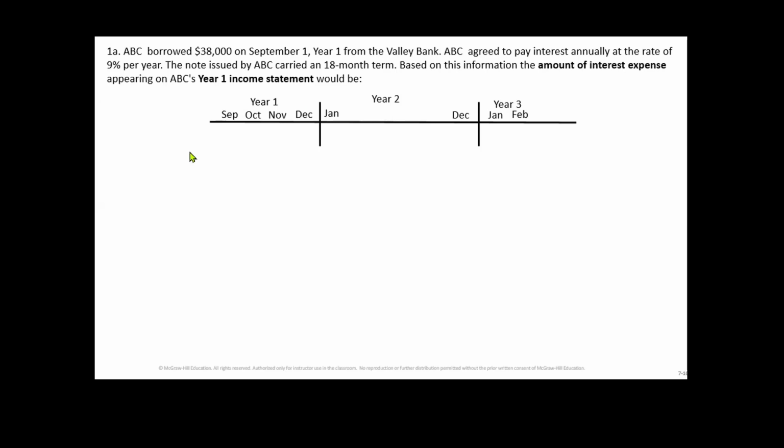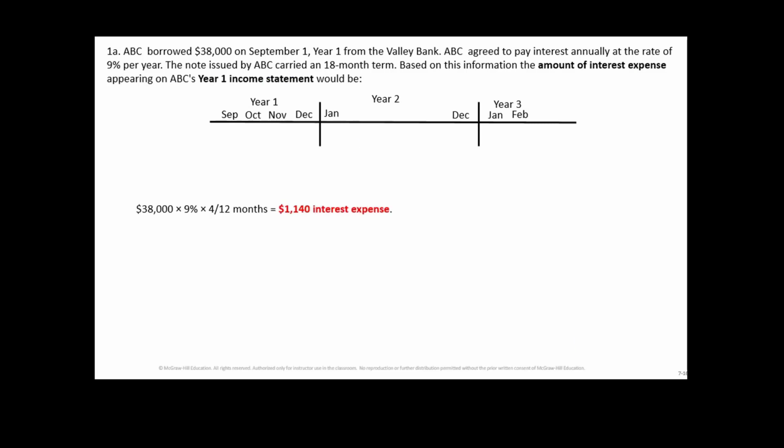Okay, so ABC borrowed $38,000 on September the 1st, year one, from Valley Bank. ABC agreed to pay interest annually at a rate of 9%. The note issued by ABC carried an 18-month term. So this is an 18-month note. And based on this information, the amount of interest expense appearing on ABC's year one income statement would be what?